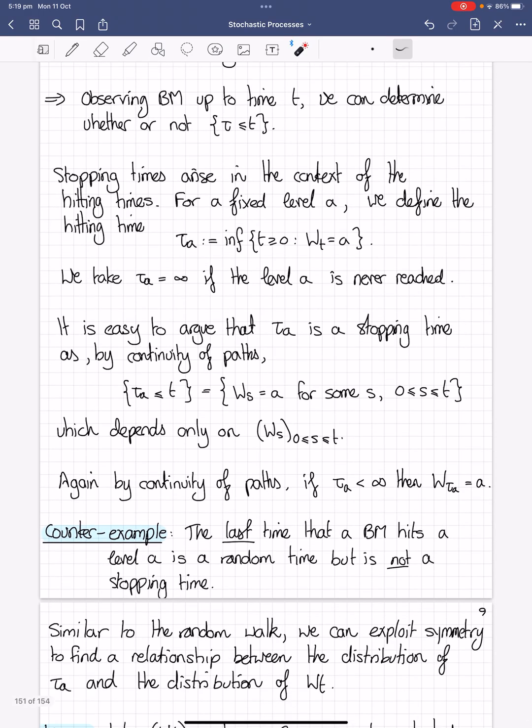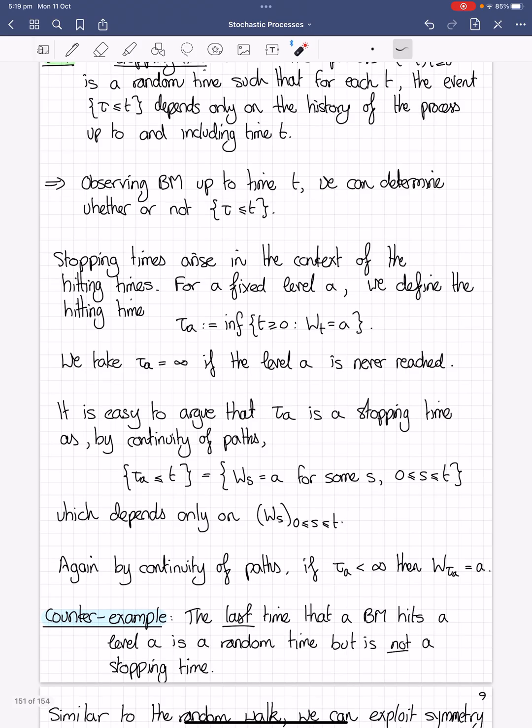Now, I can give you a counterexample that you should think about in terms of stopping times, because you might say, well, is every random time a stopping time? In fact, no, because you can think about quite natural things to define. For example, the last time that a Brownian motion hits level A is a random time, but it is not a stopping time, because at time t, you cannot determine if this is the last time that Brownian motion has hit this level.